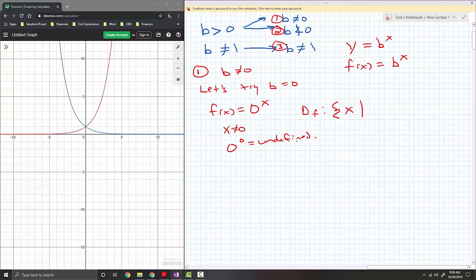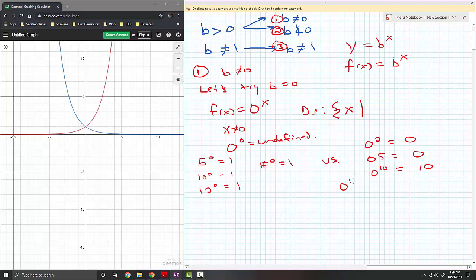You can think about this for a moment, because if I have, let's say, 5 raised to the 0 power, that's equal to 1. If I have 10 raised to the 0 power, that's equal to 1. If I had 12 to the 0 power, that's equal to 1. So if I have some number raised to 0, we get 1. Versus if I have 0 squared, we get 0. If I have 0 to the 5th power, we get 0. 0 to the 10th power, we still get 0. So if I have 0 raised to some power, this seems to be equal to 0.